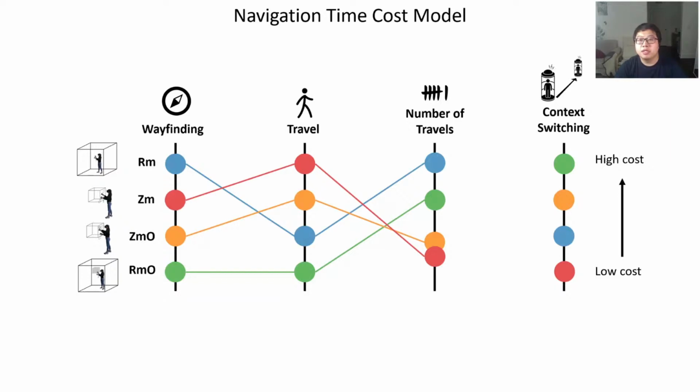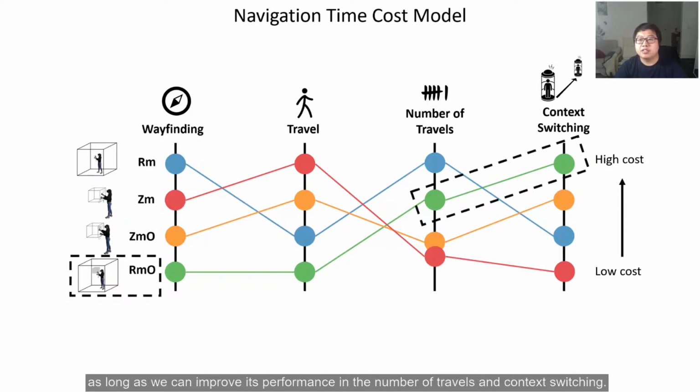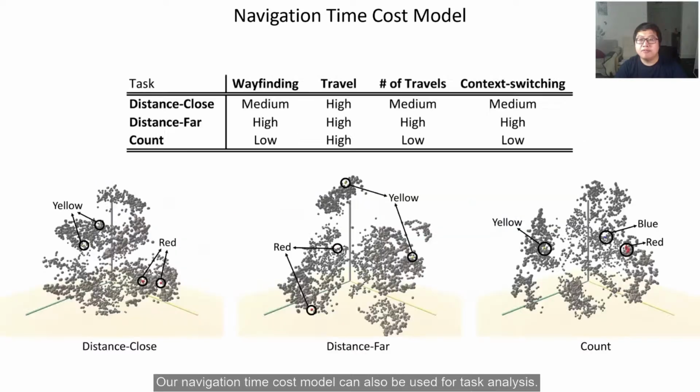cost. Based on our analysis, we believe the overview plus detail interface has great potential, as long as we can improve the performance in the number of travels and context switching. We proposed a few directions in our paper. Our navigation time cost model can also be used for task analysis. This is to understand which component is more important for a specific task. Please see our paper for details.